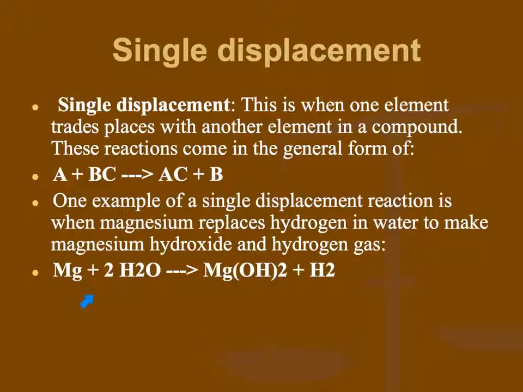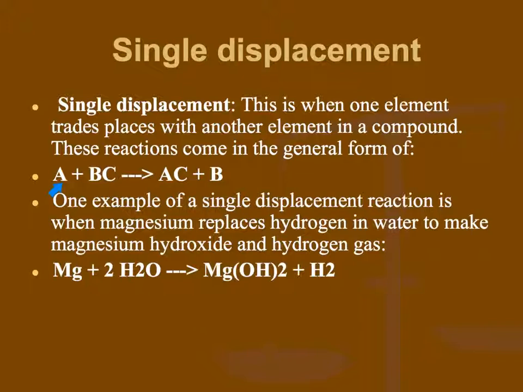Our like charges trade places. Therefore, our magnesium would join up with our oxygen. Now, this happens to be an unusual case where we have magnesium hydroxide formed and hydrogen gas. However, on most of our chemical compounds, we would see it as an element plus a compound, making a compound plus an element.